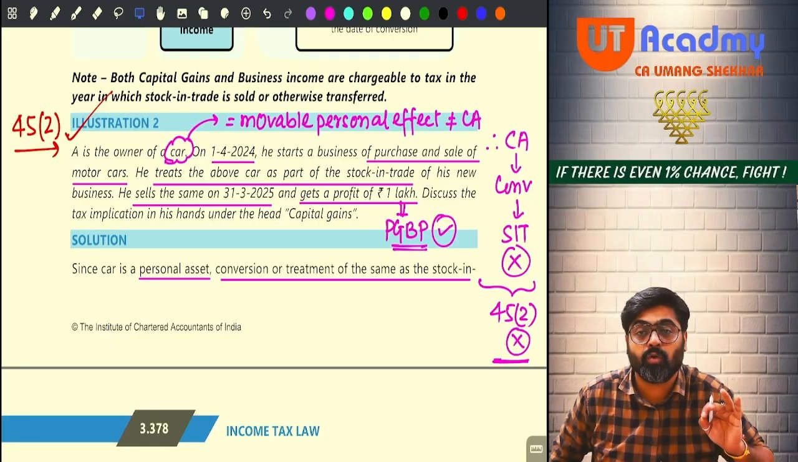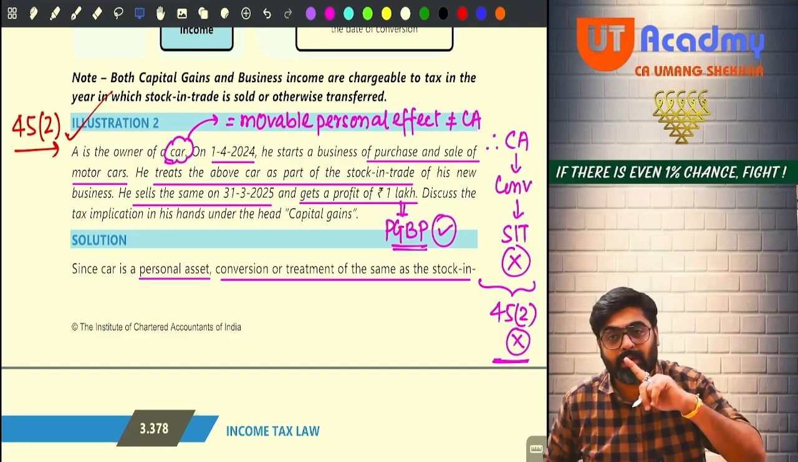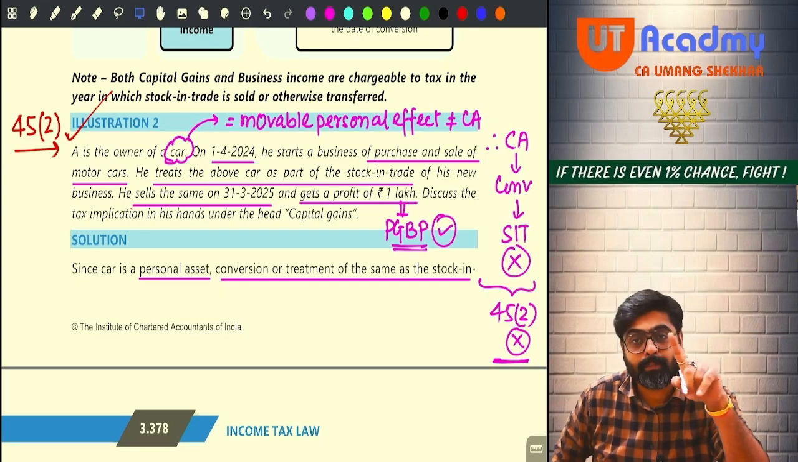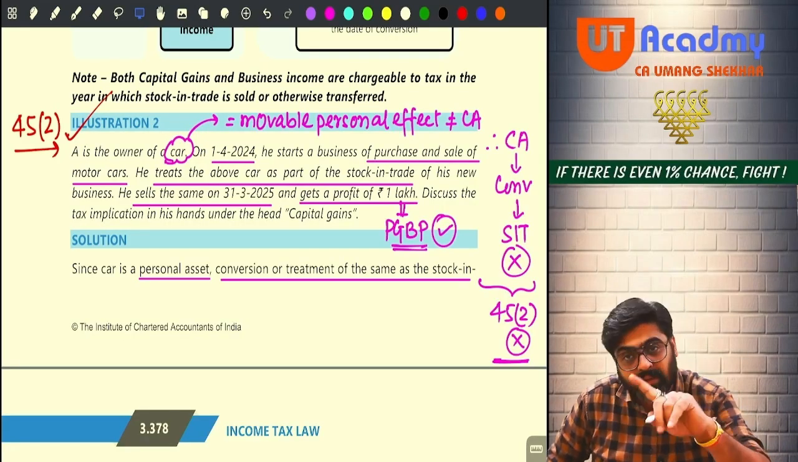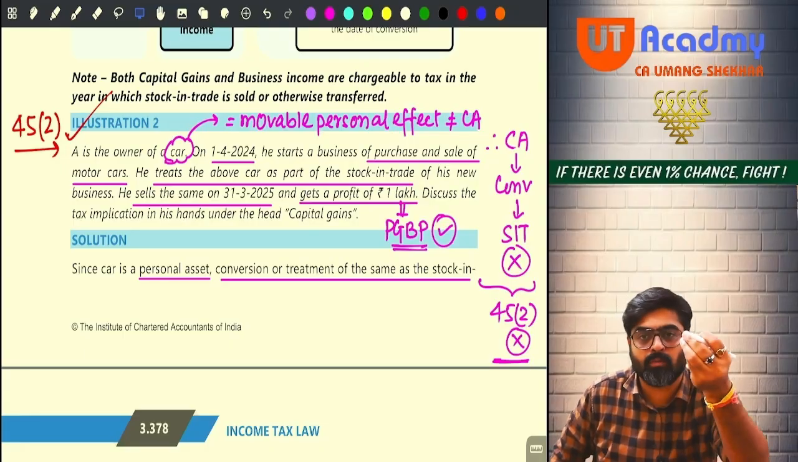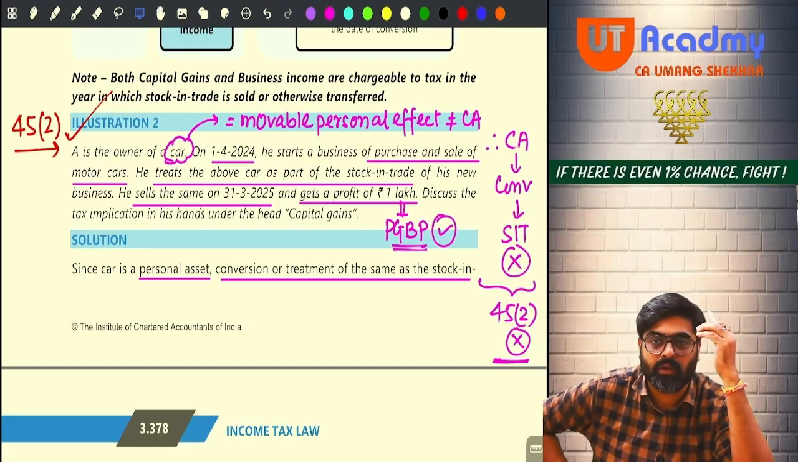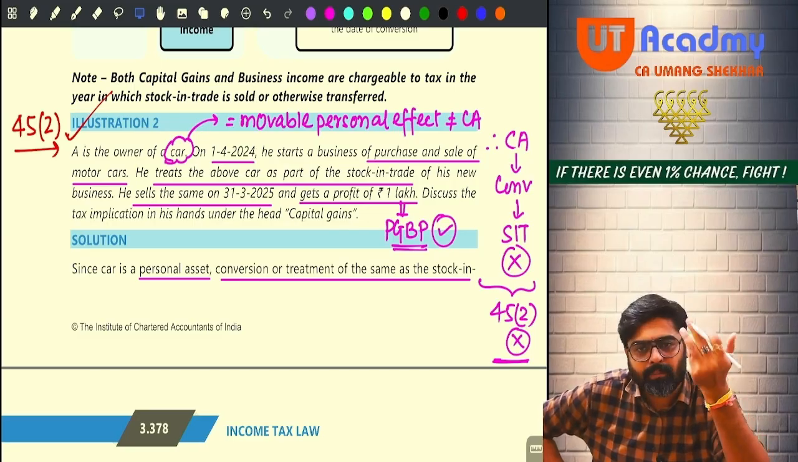No tax implications would arise under the head capital gains. The entire profit of 1 lakh will be taxable under the head PGBP only. Why? Because conversion of capital asset into stock in trade will result in capital gain under section 45(2). The asset transferred by him was a car, and if nothing is mentioned, I will assume that the car was a movable personal effect for him. And movable personal effect is not a capital asset. If you convert it into stock, if you would have sold it, would there have been any capital gains? No. Why? Because that is not a capital asset only.